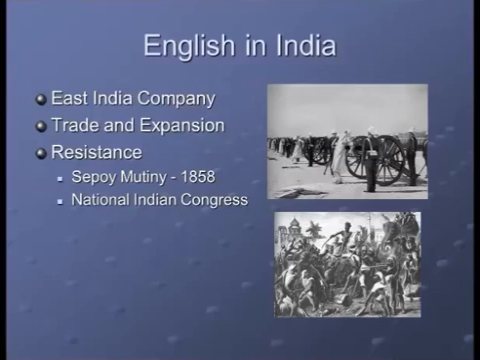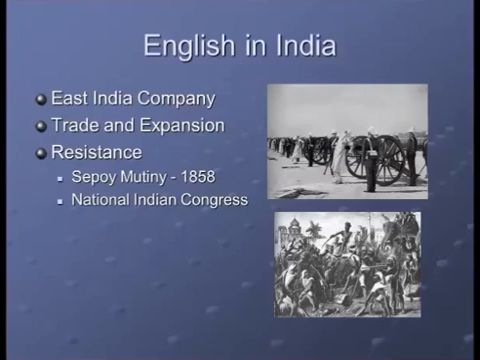And then they started a little later the Indian National Congress, which was a political attempt to form independence. And Congress is actually going to be the mechanism when Gandhi comes around in the 20th century, where they are going to win their independence through political means, not through armed rebellion.